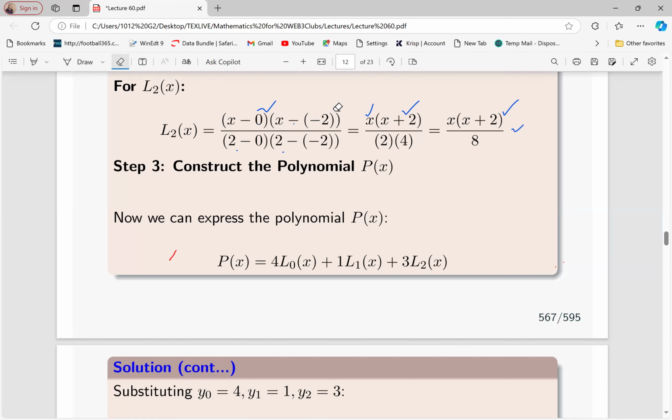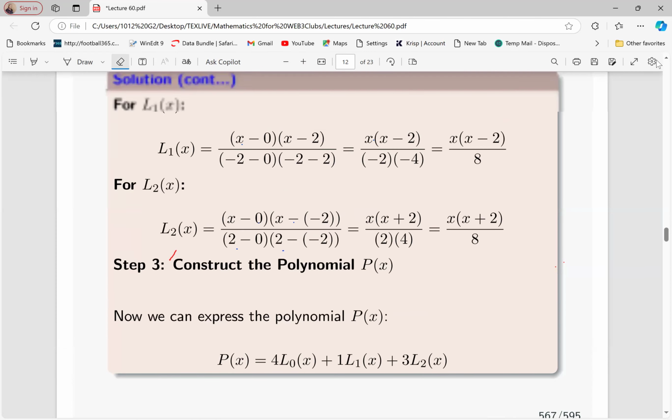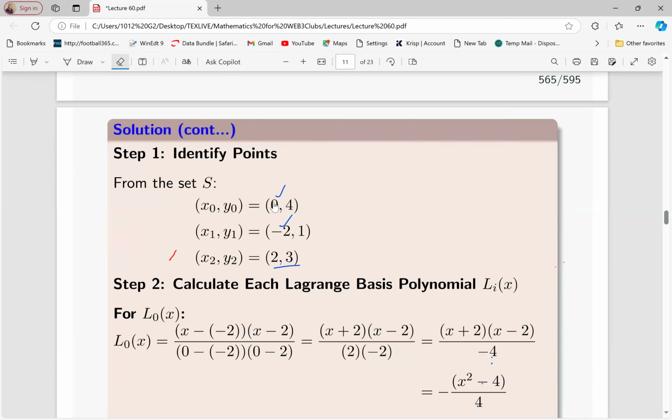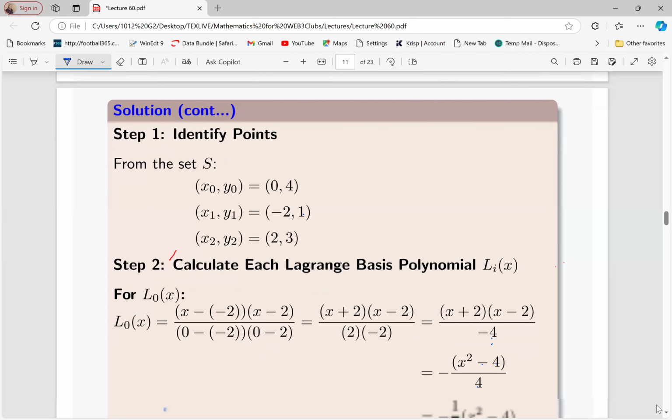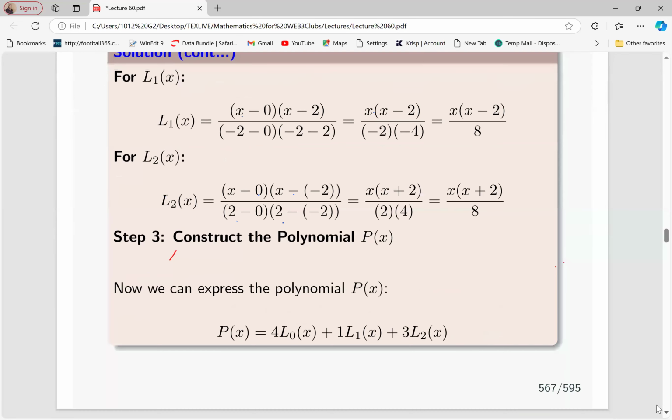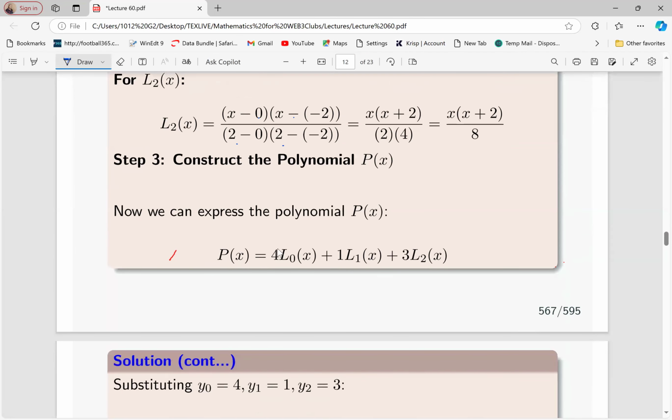Now since I have the values of L0, L1, and L2, I go back to obtain their corresponding y values. So I have 4, I have 1, and I have 3. So 4 will be multiplied by L0, 1 by L1, and 3 by L2.